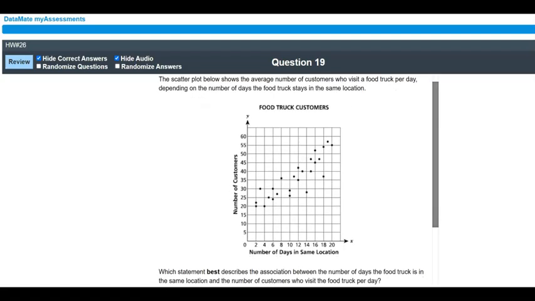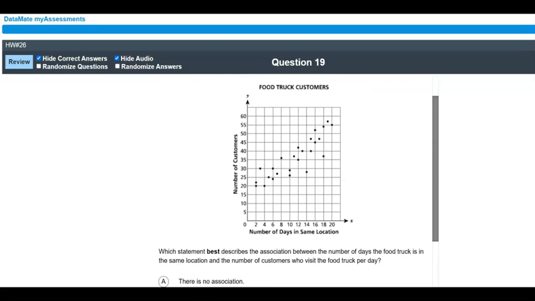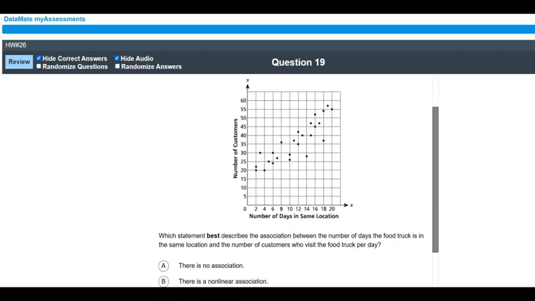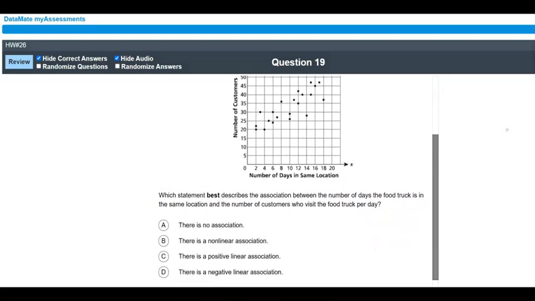In this graph, they ask you to describe the association between the number of days the food truck is in the same location and how many customers it has. Well, when we look at this graph, it's certainly increasing, and it's following along the pattern of the straight line that I drew. So that means it has a positive linear association.